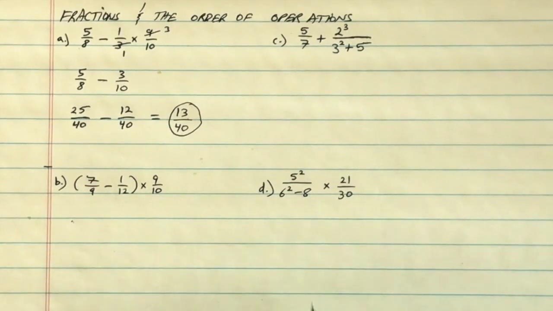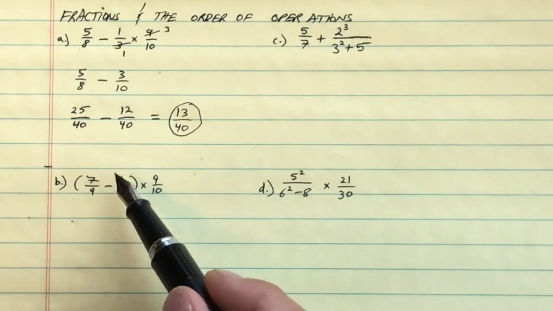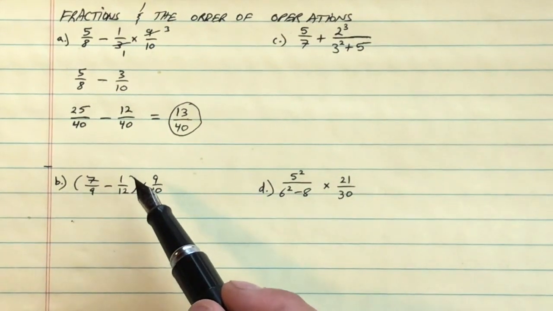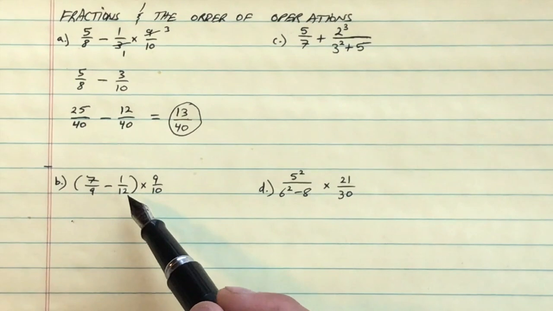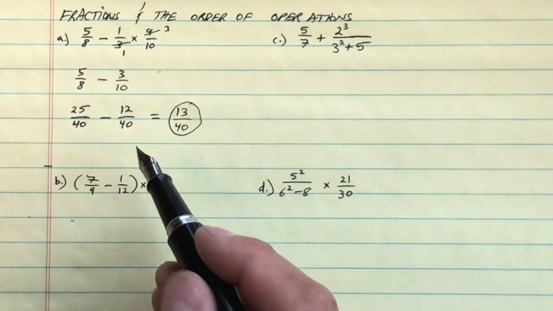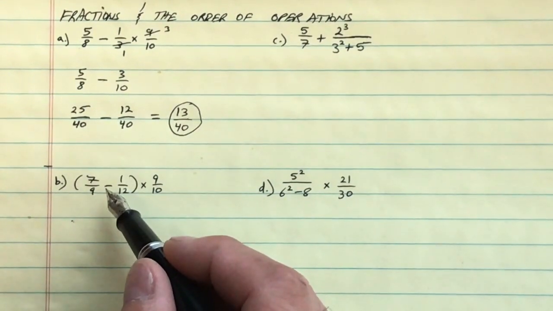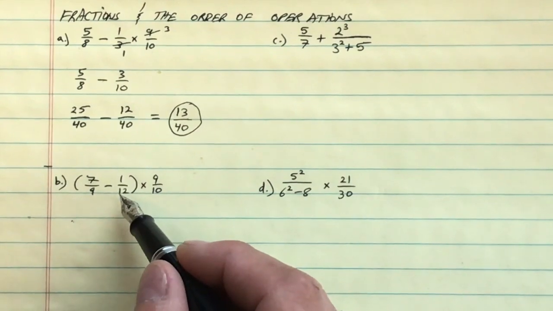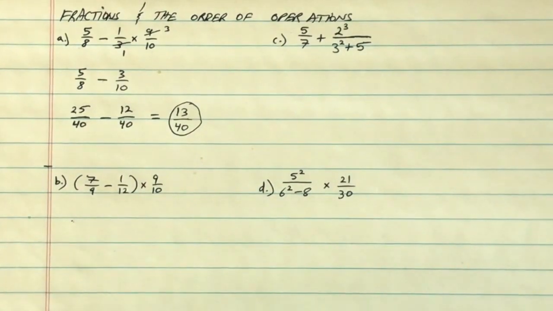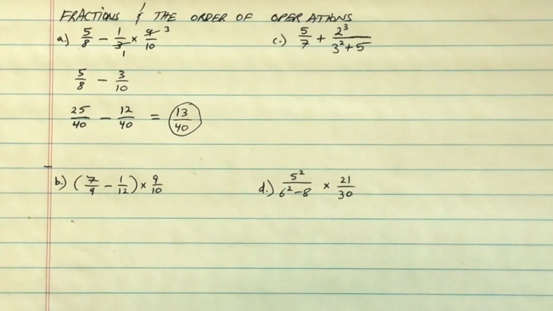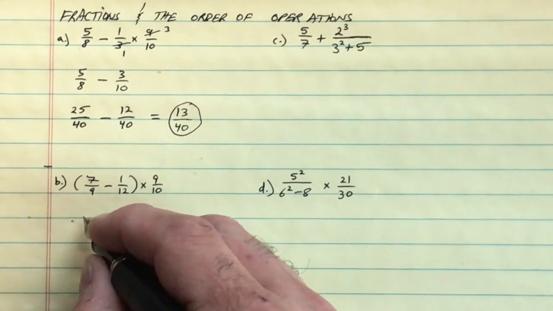All right. Now we've got to take a look at this problem here. I told you before, we've got parentheses here, so we're going to take care of the parentheses. We've got to do that subtraction first. We've got 9ths and 12ths, so we have to have a common denominator for 9ths and 12ths. That would be 36. So we're going to turn this into 36ths.